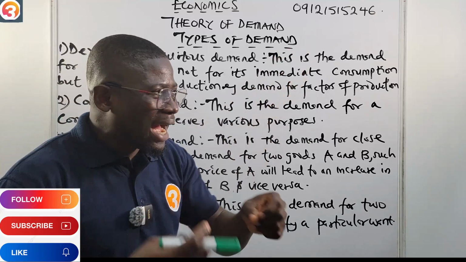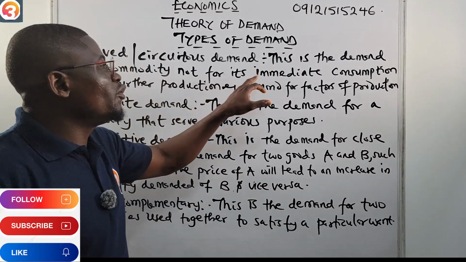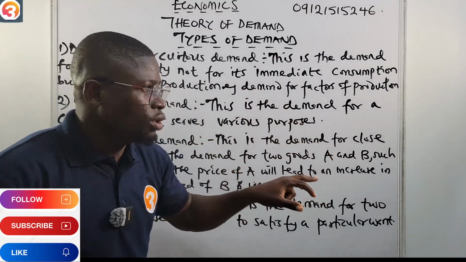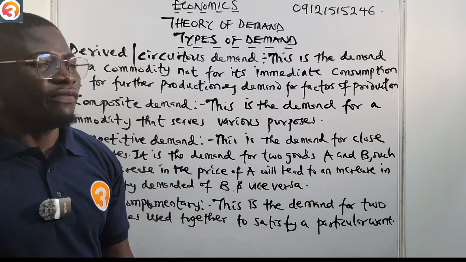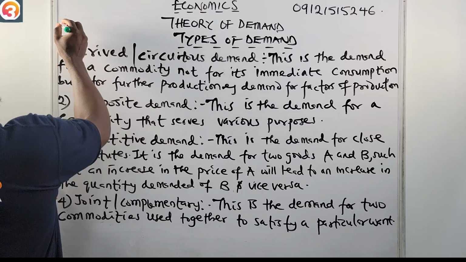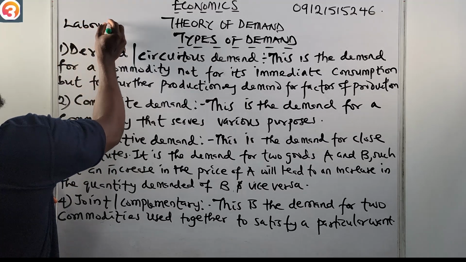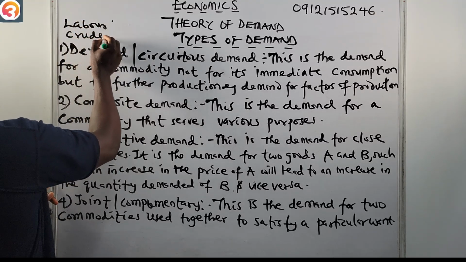We say it is the demand for a commodity, not for its immediate consumption, but for further production, e.g. demand for factors of production. Example, like I said, is labor. Then another example is crude oil.